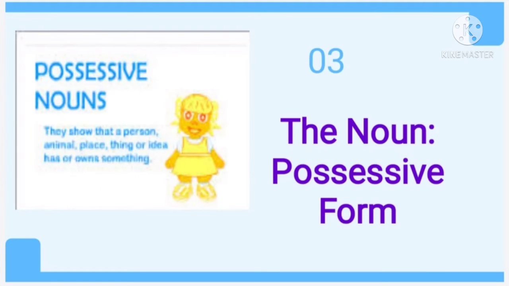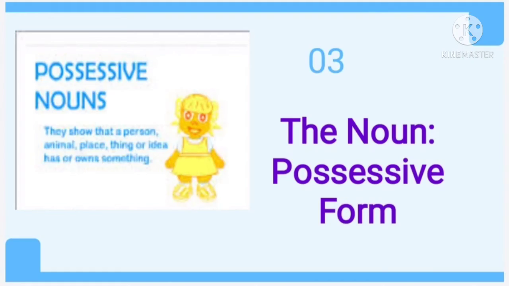Now, our next topic is possessive nouns, the noun possessive form. See, what are possessive nouns? The possessive form of a noun is used to show belonging or ownership. They show that a person, animal, place, thing, or idea has or owns something.